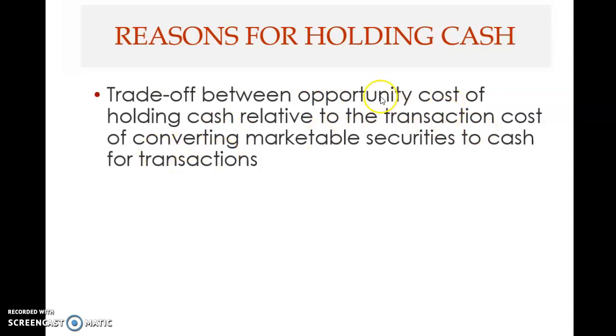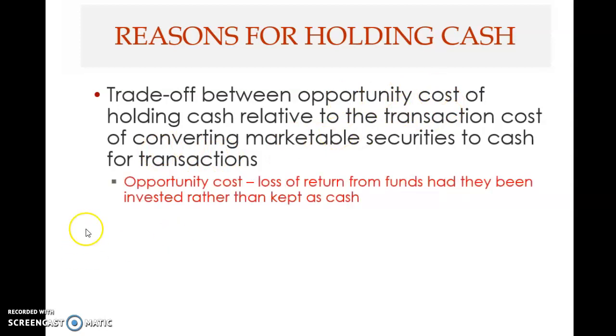Okay, so what do we mean by opportunity cost? Opportunity cost is the loss of return from funds had they been invested rather than kept as cash. So if you hold the funds as cash, then you lose a return. But if you had invested that, let's say into fixed assets or other investments, there would be some return. Therefore, since you are holding it as cash, you lose that investment return. That's called the opportunity cost. So the higher the cash you hold, the greater the opportunity cost.